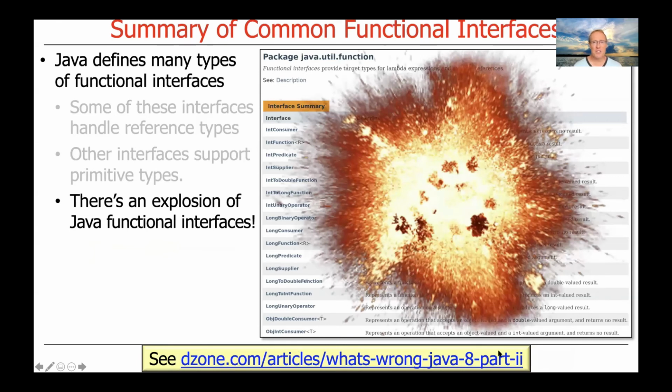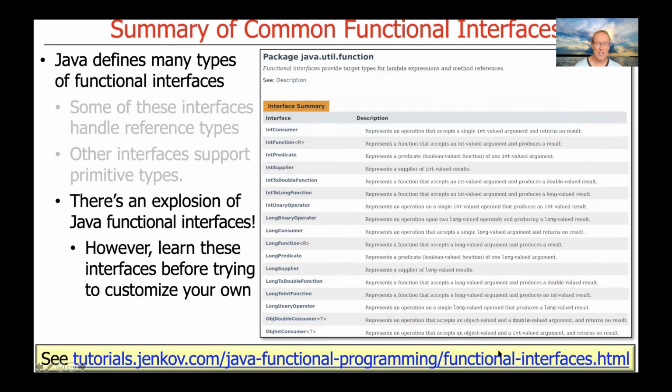So one of the consequences of this is an explosion of Java functional interfaces, and that can be a little daunting when you're first exposed to it. You're like, oh my gosh, where do I start? But it's a really good idea to learn what's in the Java functional interfaces before you're tempted to write your own. You can always rewrite these things if you're so inclined, but the principles of good code reuse dictate you should try to reuse something before you rewrite it.